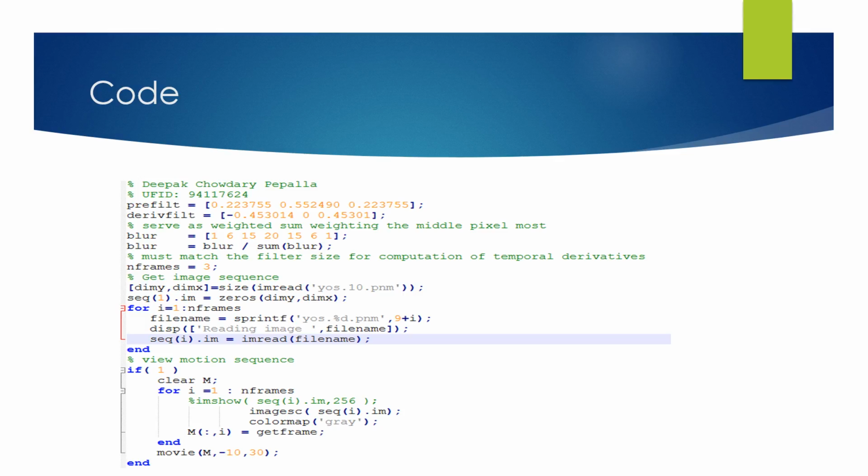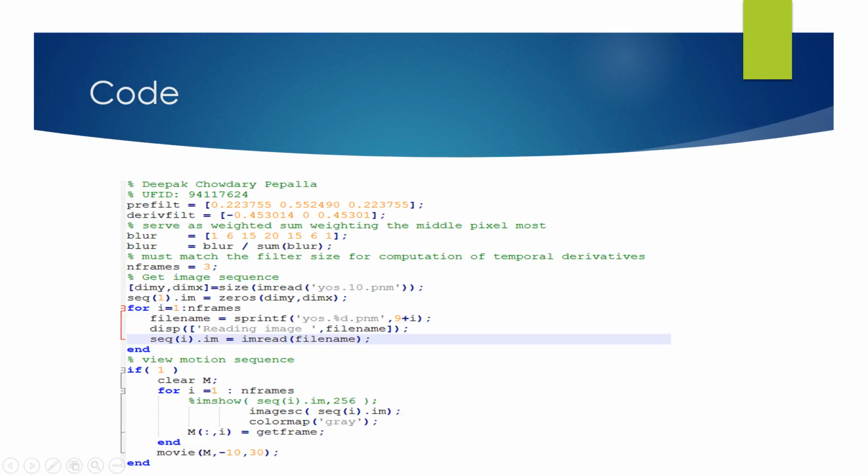So moving on to what my code actually does, as you can see here, I try to make a filter which uses the weighted sum of the middle pixel the most, and then give it a tracking point which moves to the right as suggested in the previous slide, and it must match the filter size for computation of temporal derivatives.